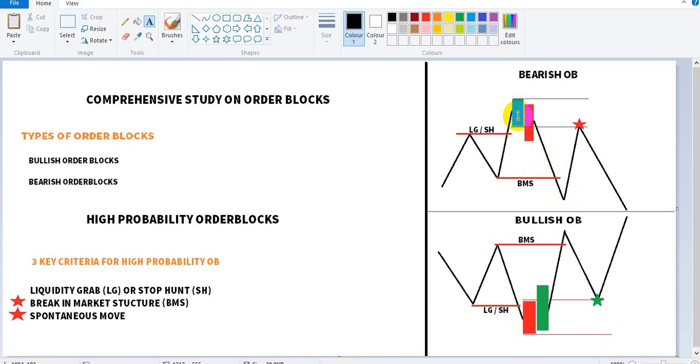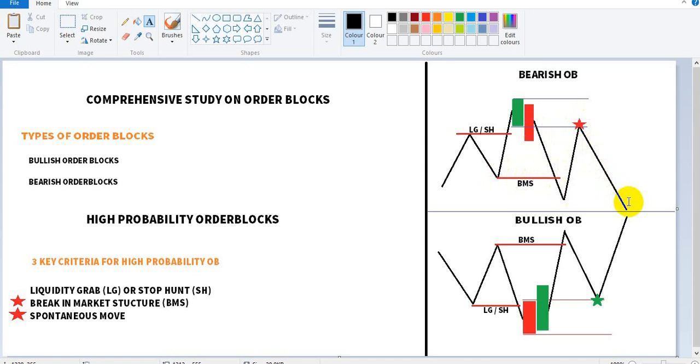Now let me continue what I was saying about bearish order block. First, for high probability order blocks, I look for liquidity grab or stop hunt, where price has taken liquidity resting above here, then price moves impulsively. The order block must be present there first. Price moves impulsively or spontaneously to break market structure. After the spontaneous move, price came back to retest the bearish order block and continue the move downwards. That is that about bearish order blocks.